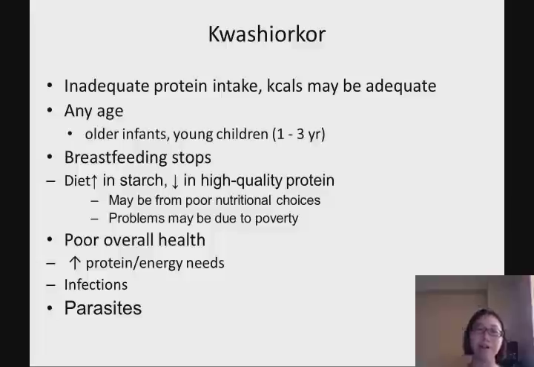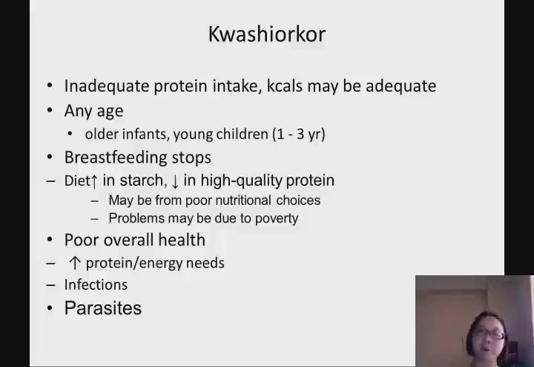So the first baby gets inadequate protein intake, but can get an adequate amount of calories from the foods they consume, because they are usually starches. The starches support an adequate amount of carbohydrate and energy, but they do not get an adequate amount of protein. That's why they have the disease symptoms that you're going to see. So it can happen in older infants, because the second baby comes and the first baby gets this disease. It usually happens in young children between 1 to 3 years old.